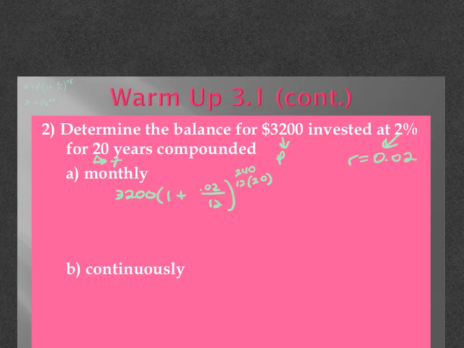3,200 times 1 plus, sorry, open the parentheses, 0.02 divided by 12, close again, and then 240. That gives $4,772.25 because we round to the nearest cent.